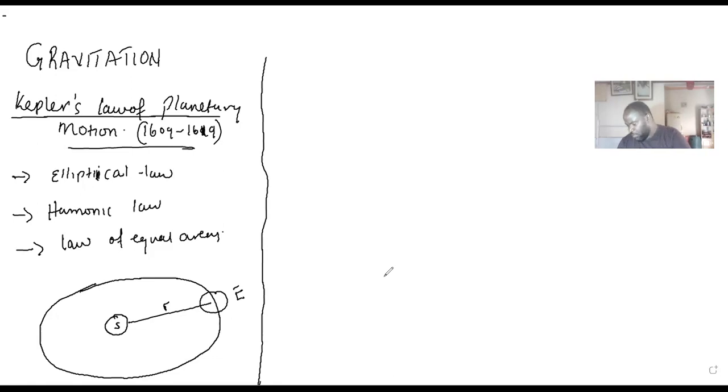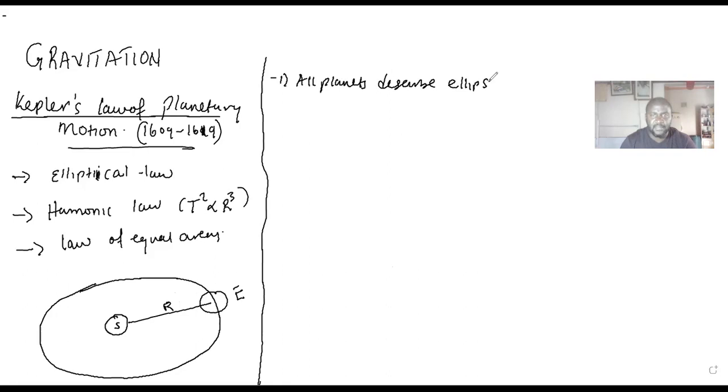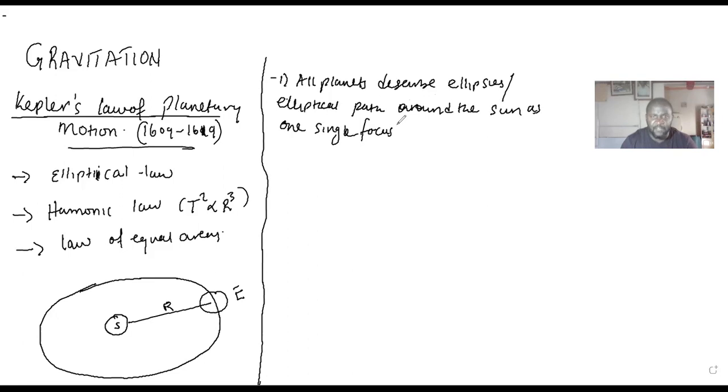Then the second one was what we call the harmonic law. The harmonic law was predicted by Kepler. Let me state the first one. The first one was the elliptical law, which was saying all planets describe ellipses or elliptical paths around the sun as one single focus. However much you'll get the notes, I have to write some of these down. So all the planets are focusing on the sun.